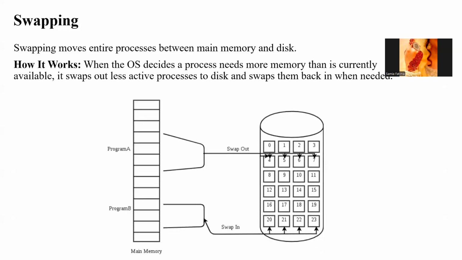Moving on to swapping. Swapping moves an entire process between main memory and disk. When the OS decides a process needs more memory than is currently available, it swaps out less active processes to disk and swaps them back when needed.